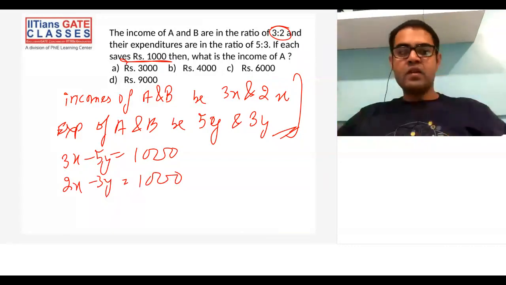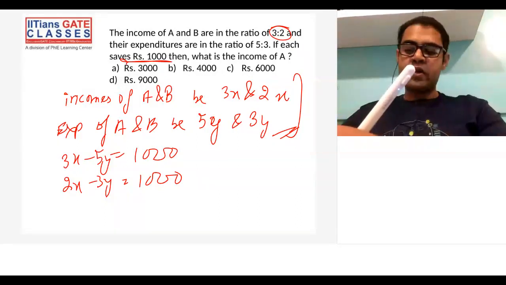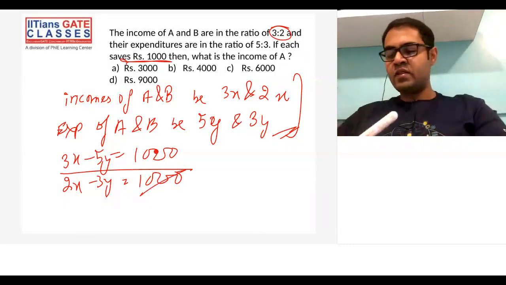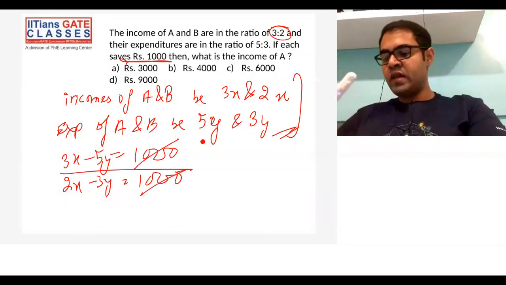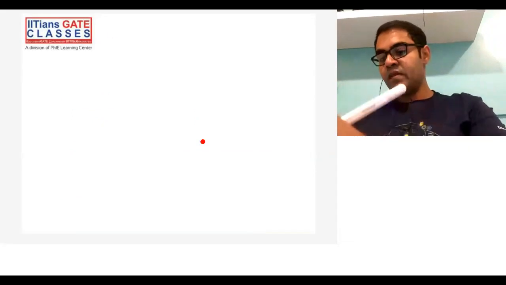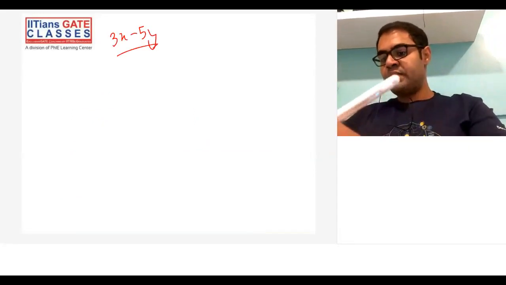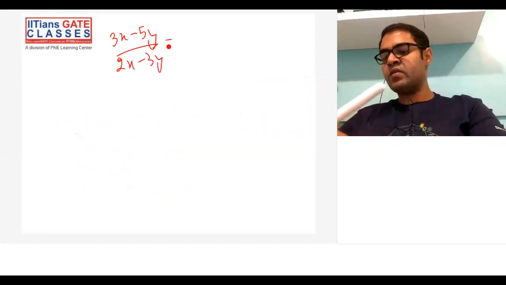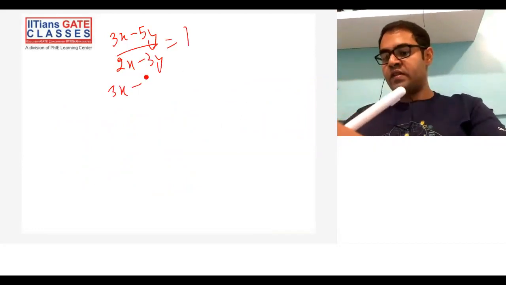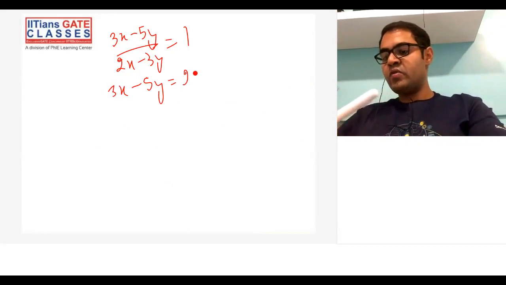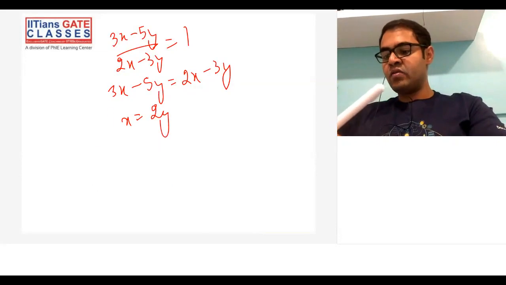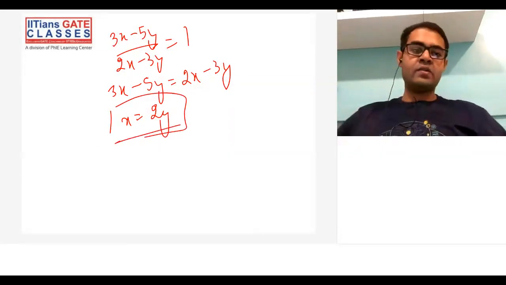Okay. So now I have two equations and two variables, and I have to solve them. So let's divide these two equations. Once you divide, this will cancel out. So all you get is (3x minus 5y) by (2x minus 3y) equals 1000 by 1000, which is 1. Alright, so this means 3x minus 5y is equal to 2x minus 3y. And finally, what you get is x is equal to 2y. Okay, you get a relationship between x and y.